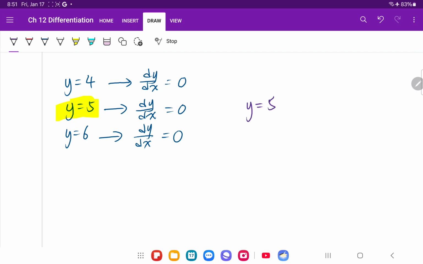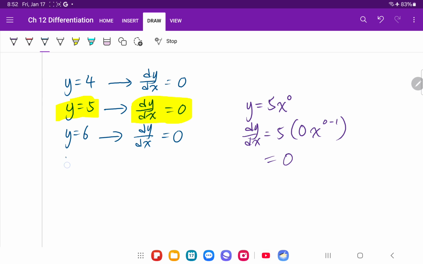Y equals to 5 also means 5 times x power 0. Because this part is a 1, 1 times 5 is still 5, right? So actually this part is invisible, but it's there. If you do your dy/dx, the moment the 0 comes down, everything else multiplied to it will give us 0. And that is why we have 0 here.